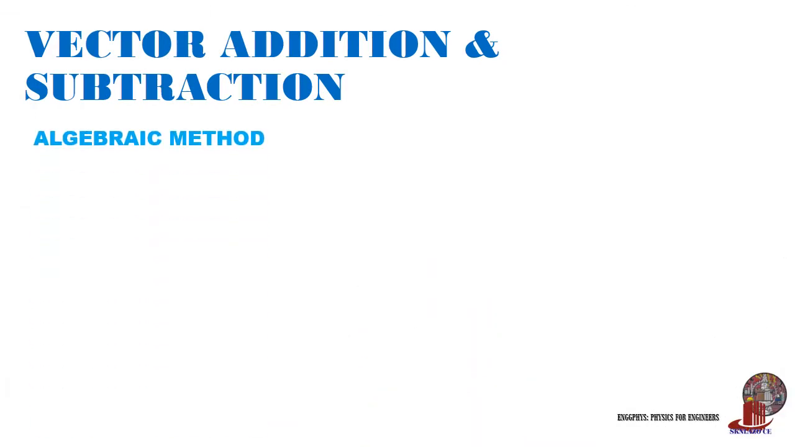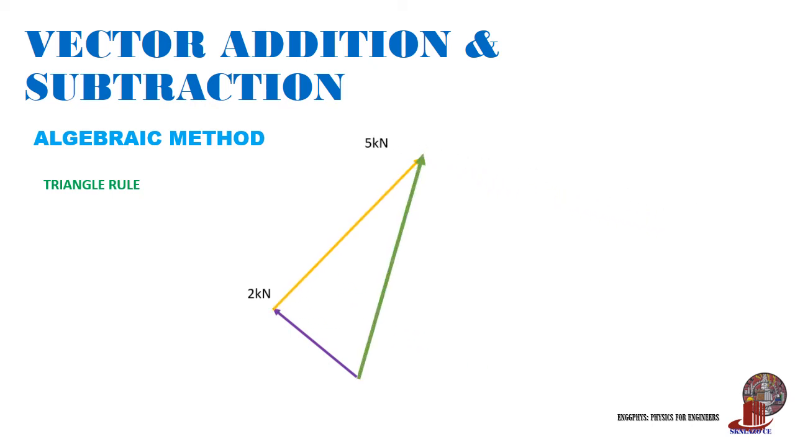Algebraic method works with computation, so there is no need to scale drawing for this case. The triangle rule works with two vectors only, but it also follows the head-to-tail concept. So first vector will be placed onto the origin, followed by the second vector, which would create a triangle when resultant is placed. The magnitude and inclination of the resultant can be computed by using trigonometric functions like the cosine law and the sine law.